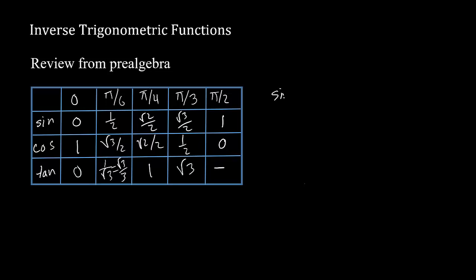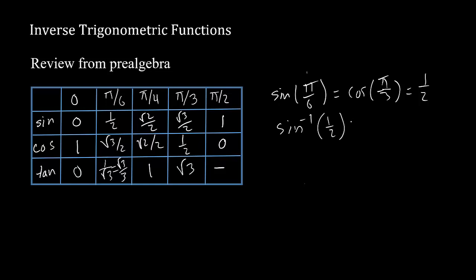So now watch carefully. You see sine pi by 6 is same as cosine pi by 3. Pi by 3 and pi by 6, these are complementary angles. And then if you see here, sine pi by 6 is half and cosine pi by 3 is also half. So then you can say sine inverse 1/2 is pi by 6 and cosine inverse 1/2 is pi by 3.